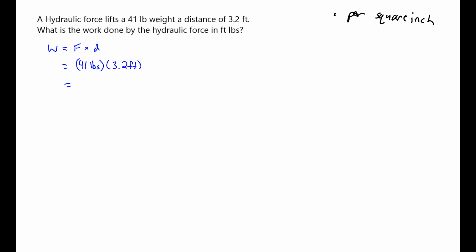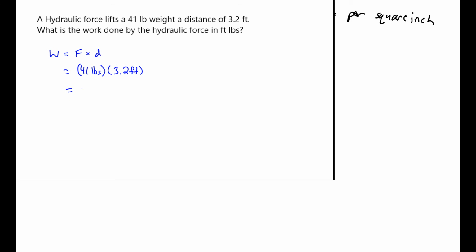So we end up with 131 foot-pounds of work being done. Does that make sense to everybody? Any questions?